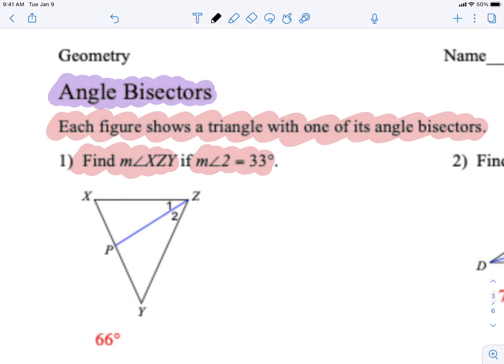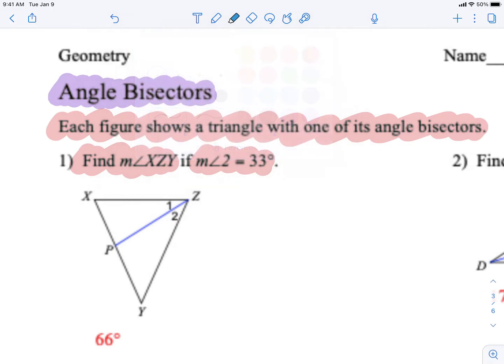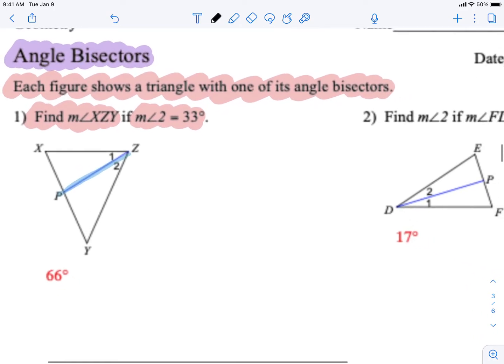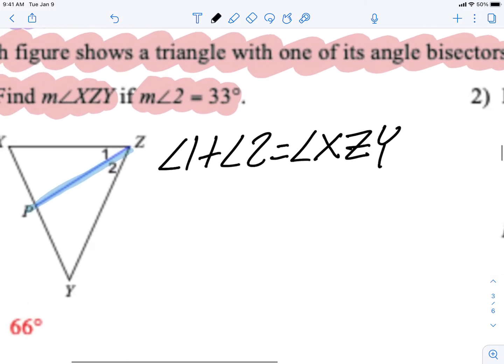So the first thing that we know for sure is that PZ is the angle bisector. So that means that angle 1 is equal to angle 2. And then angle 1 plus angle 2 is equal to the big angle, which is XYZ. So we know angle 1 plus angle 2 is equal to angle XZY. Well, how much is angle 1?